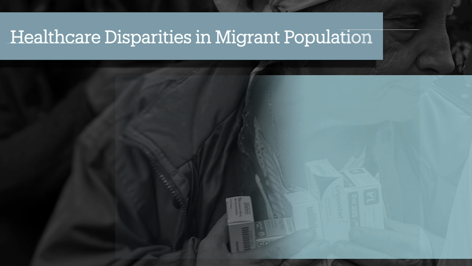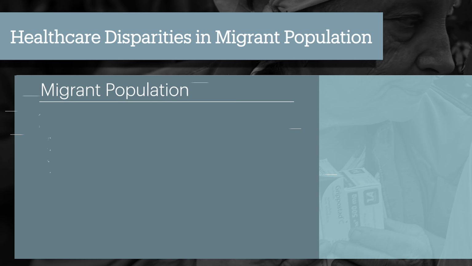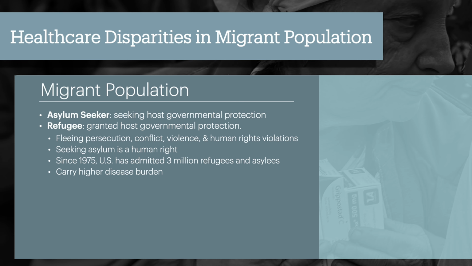So on this slide, we really want to define refugee and asylum seeker. Technically, any person who is fleeing persecution, conflict, violence, and human rights violations is considered a migrant. Specifically with disparities in healthcare for refugees, it's important to define that an asylum seeker is an individual seeking host governmental protection, and a refugee is an asylum seeker who's then been granted governmental protection. So they are legally, certifiably a refugee and entitled to the rights that come with it.